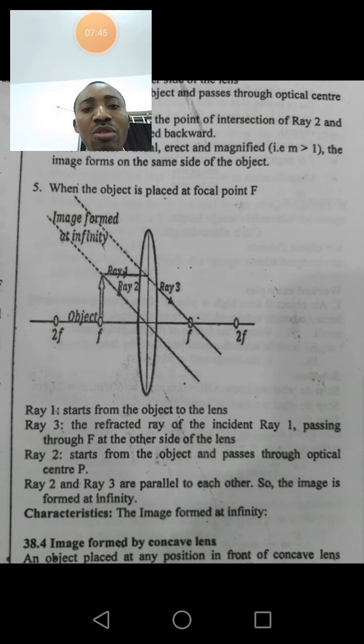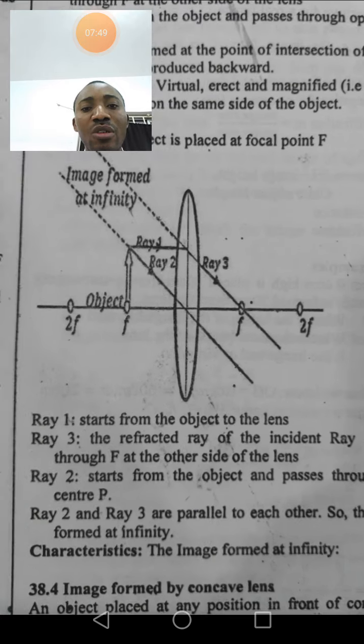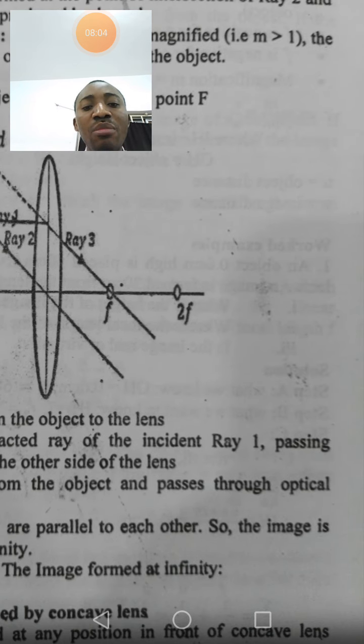So the last one I've just spoken about now is when the object is placed at f. So when you have it at f, the rays of light will not intersect. They are parallel rays of light, and so the image will be formed at infinity. It will still be a real image, but it will be formed at infinity.